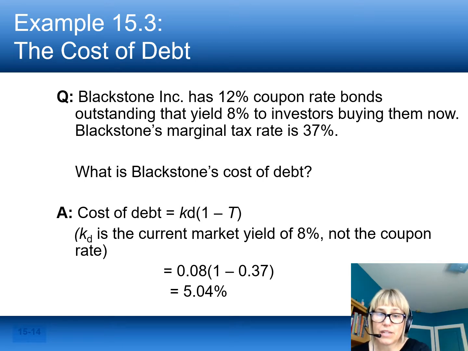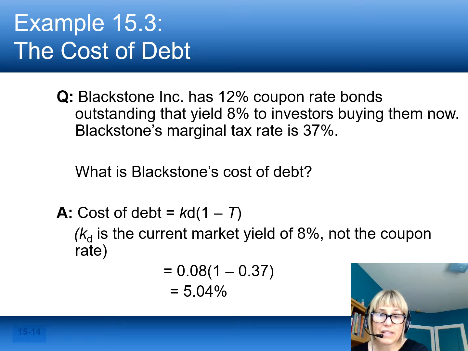We have a 12% coupon rate bond at Blackstone that's yielding 8% right now, and the marginal tax rate is 37%. So we take the 8%, the yield on the bonds, because again, that's the market rate, right? The market's been adjusting. We issued the bonds at 12%, but the market has shifted and now our bond will be trading at a premium or a discount. So the overall yield is adjusted to 8% because the current interest rate is 8% in the market. The market is basically, for bonds of our relative risk, paying 8%.